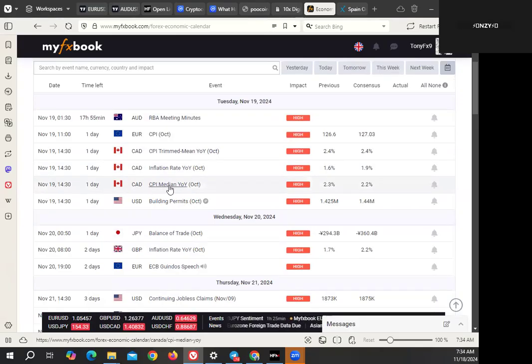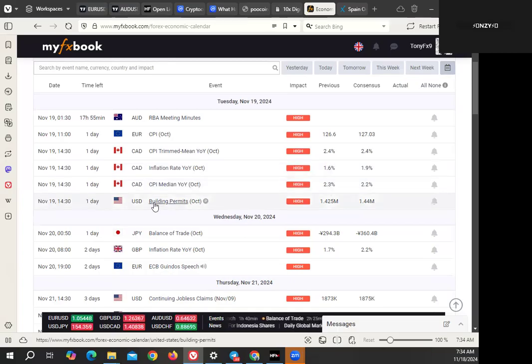Then this is CPI median year over year, a derivative of this particular inflation rate year over year. What we'll be looking at mainly, which is the overall data, is this particular inflation rate year over year. Analysts are saying that it will increase to 1.9%, which is higher than the previous 1.6%. If that happens, Canada will be strong against the dollar or any other pair. But if we get a lower figure, then Canada will be weak against those pairs.